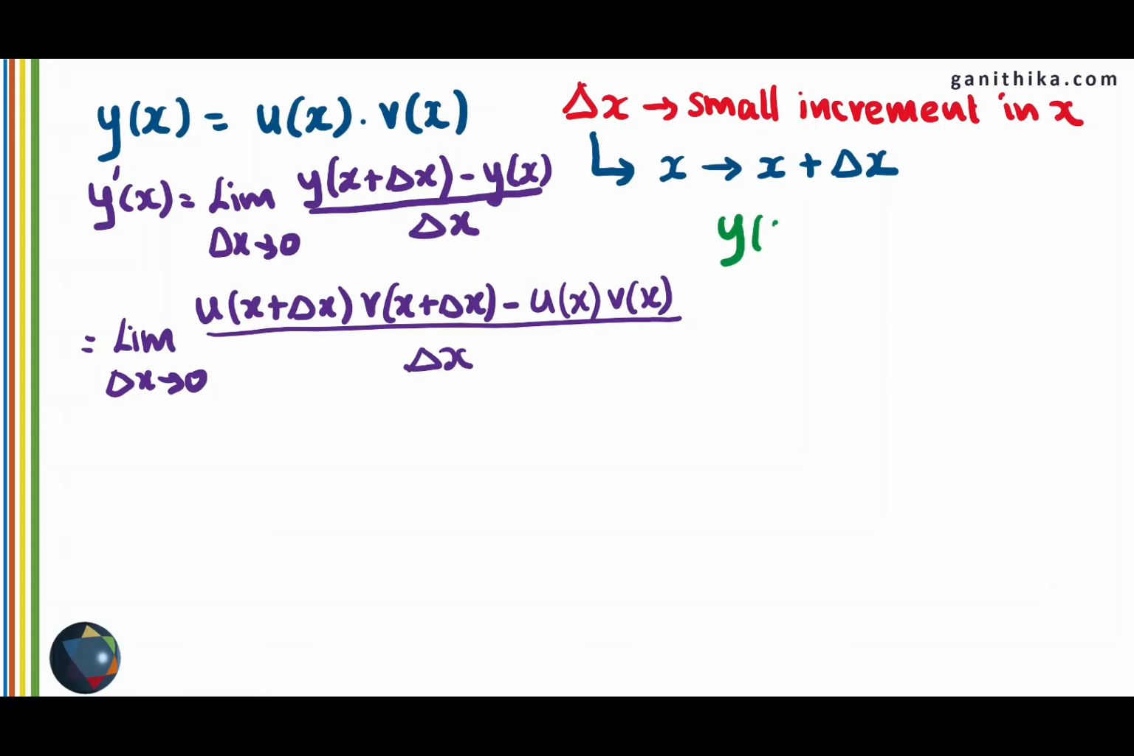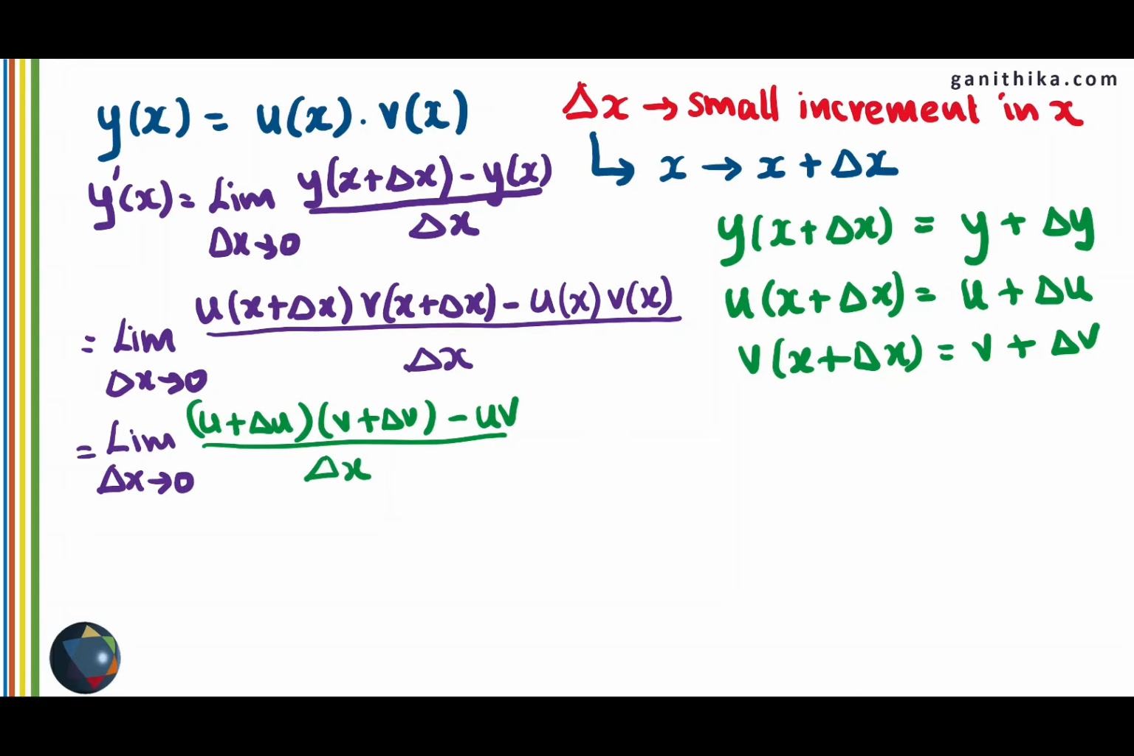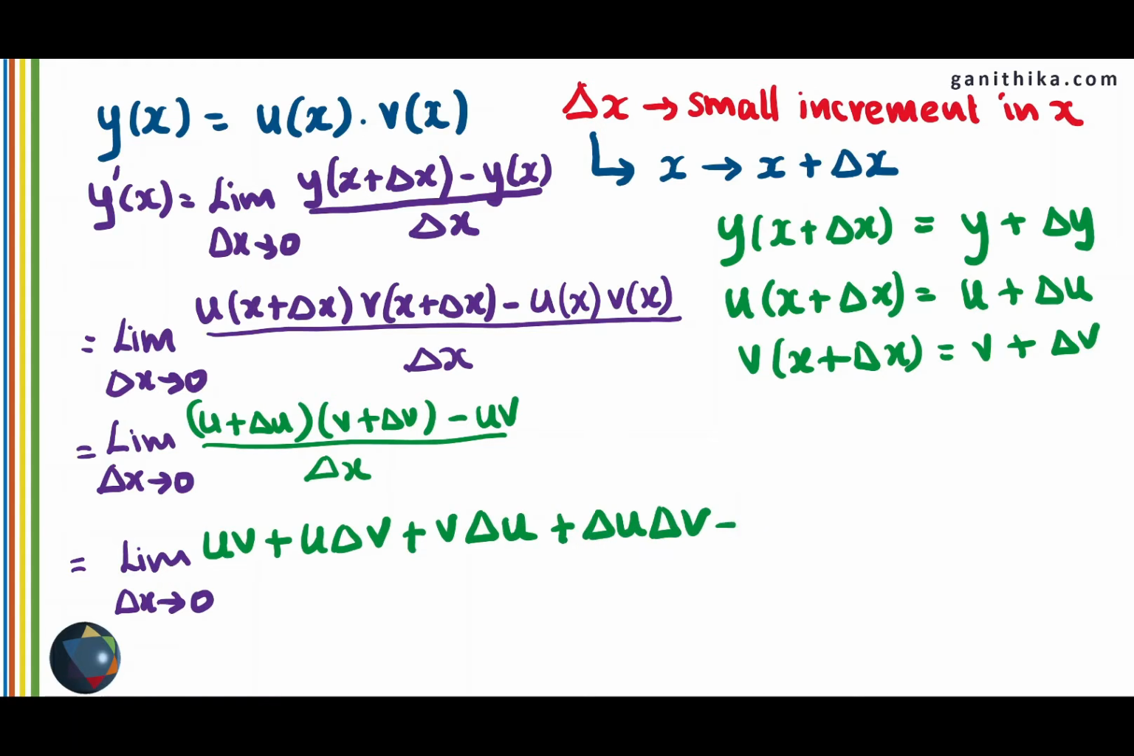An increment in x also gives increments in y, u and v. So delta y is an increment in y value, delta u is an increment in u value, and delta v is an increment in v value. This can be used to replace the functions in the above expression like this. We are taking u of x and v of x as u and v, and u of x plus delta x, v of x plus delta x as u plus delta u and v plus delta v. And this can be simplified like this.